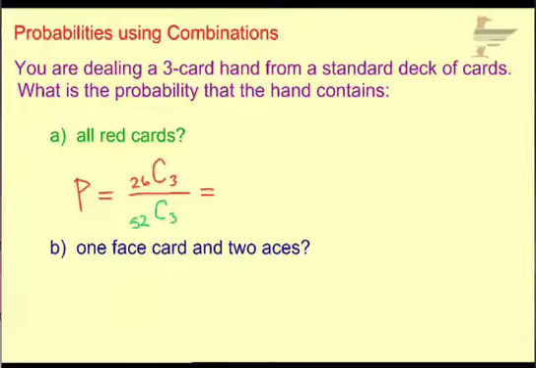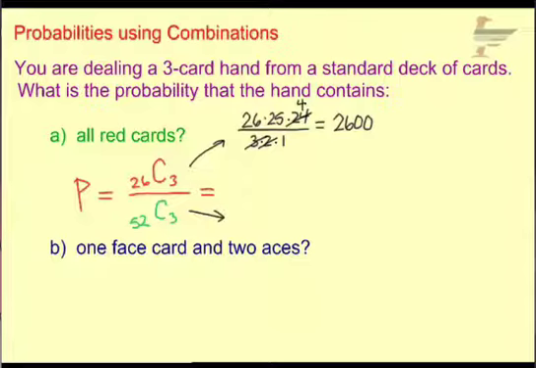Now I might separate it and look at our numerator first. 26 choose 3 is 26 times 25 times 24 over 3 times 2 times 1. 3 times 2 is 6, which goes into 24 4 times. So 25 times 4 is 100, and 100 times 26 is 2600. Actually, scratch that. I'm going to leave that, I'll tell you why in a second. I'm going to leave that as 26 times 25 times 4.